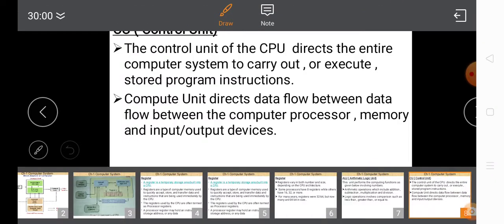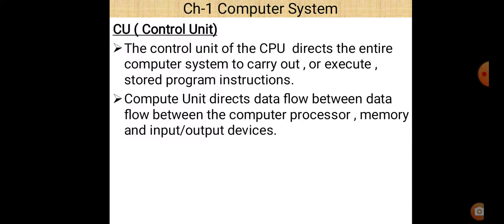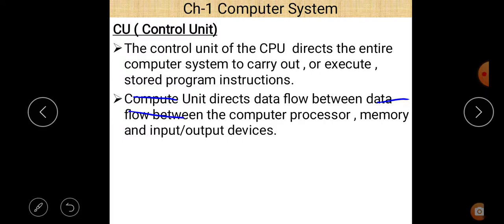So I think there are some mistakes here. First of all, it is a control unit. Next thing is, it is written two times. So the control unit directs the data flow between the computer processor, memory, and input output devices.